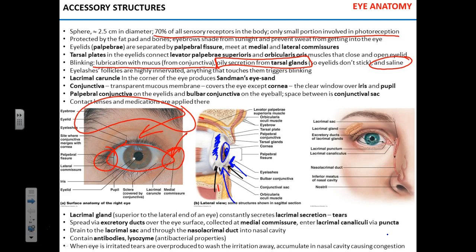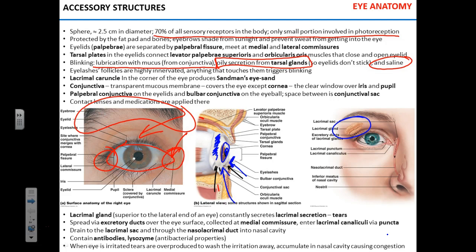Any questions on the anatomy? To be able to identify these anatomical parts: two parts of the conjunctiva, conjunctival sac, palpebral fissure, medial and lateral commissure. What else did we talk about? Well, eyebrows, obviously. Now, the lacrimal gland, that's pretty interesting.